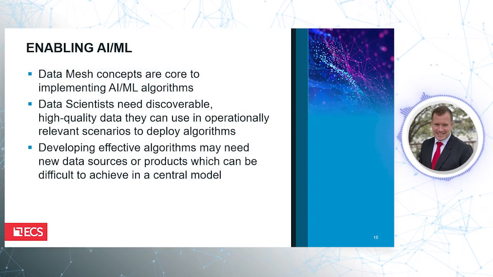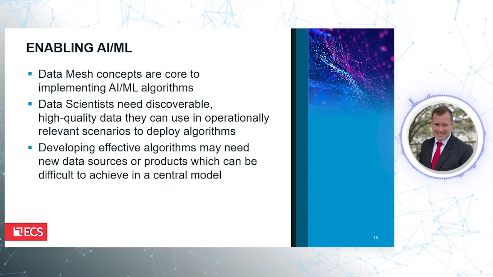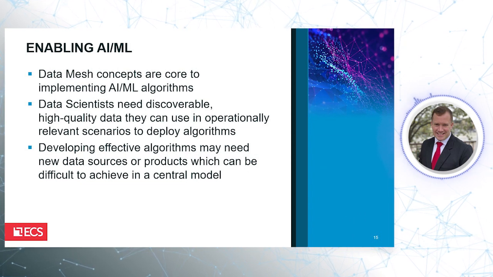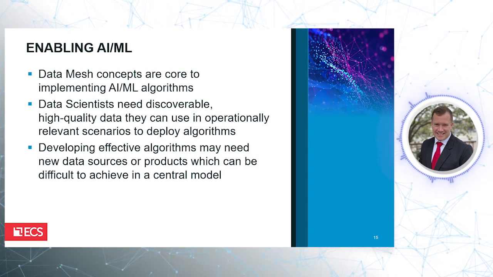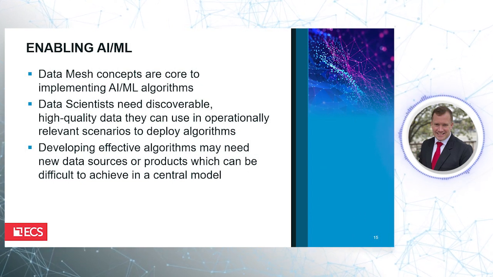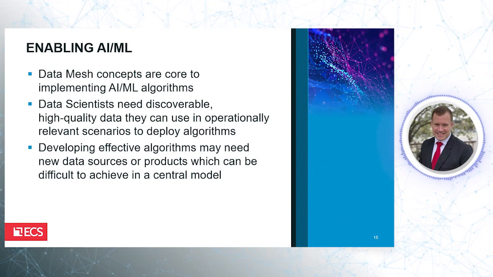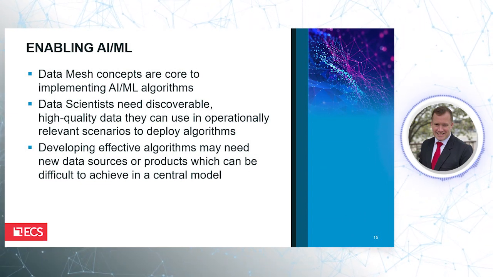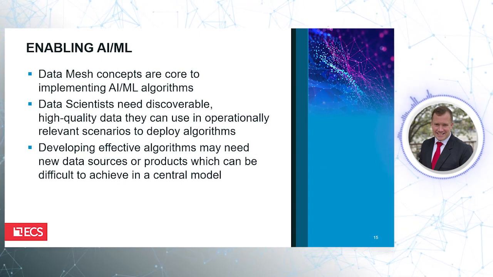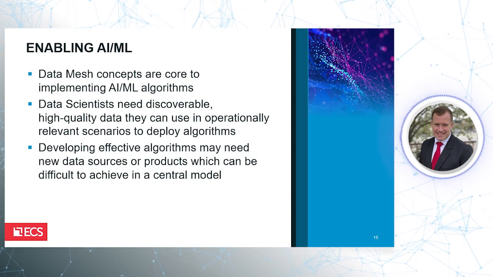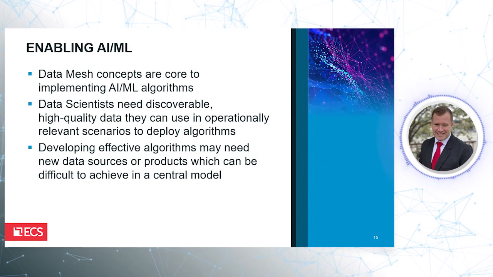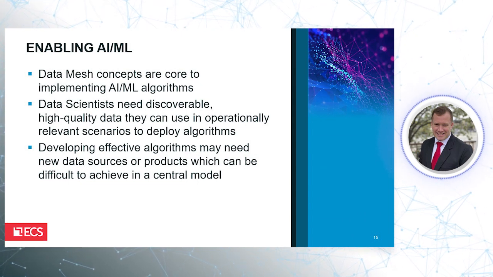And this is really key for enabling AI and ML. And that's actually one of the key benefits that organizations that have adopted data meshes have seen. AI and ML is all about having high quality data for an algorithm. Without that, you're really stuck. And data scientists need discoverable, high quality data, and the only way you can really do that in a timely fashion is by trying to go as close to the source as you can with as much context as possible. Without that, you're going to have algorithms that don't achieve the objectives that you want for them.